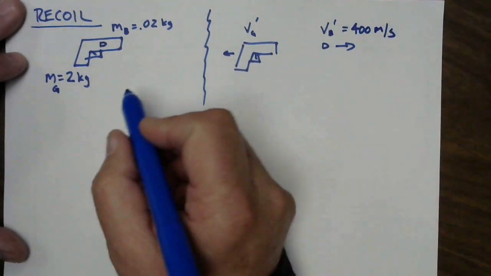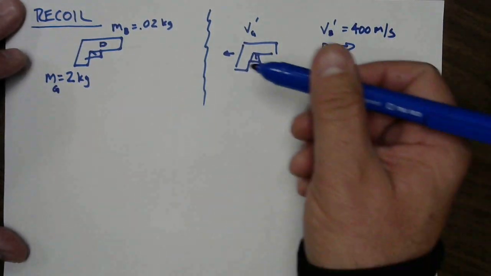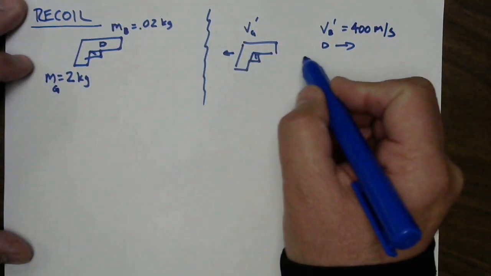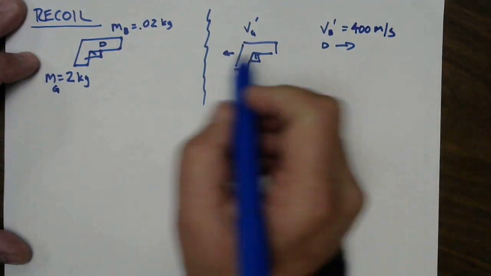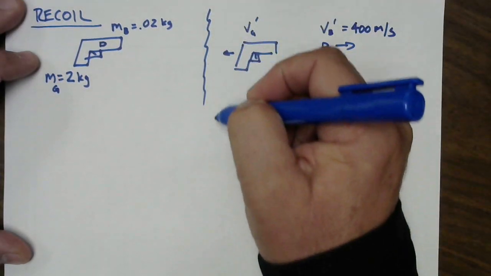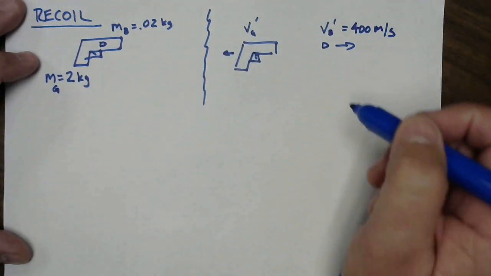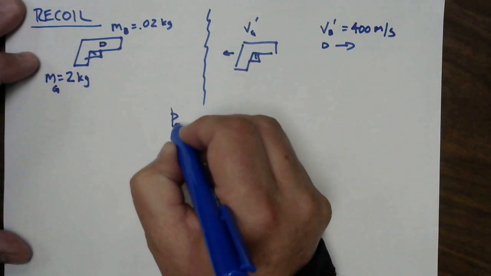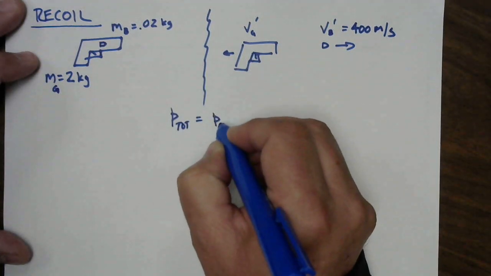So this is a collision, but it's a collision in reverse. Instead of coming together and stopping, these are stopped and then they spread apart. And we don't even need to know the magic of how gunpowder works. Something happened. We have before, we have after. Okay, let's do it. P total equals P total prime.